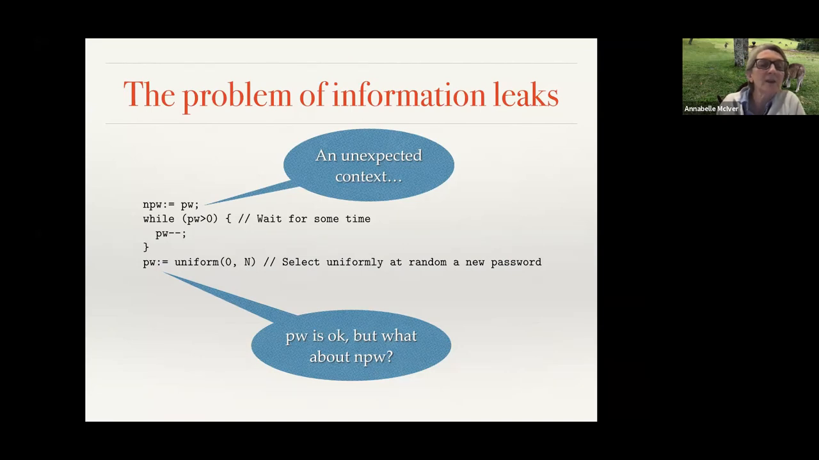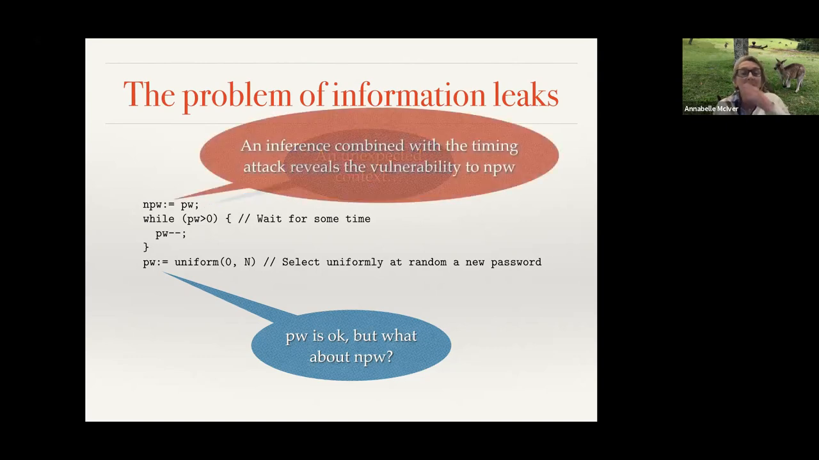So we set NPW to the initial value of PW, we do the decrement, and then we just set PW uniformly. So PW is now okay. The adversary doesn't know anything about what value that is. But what about NPW? Hasn't that timing attack leaked stuff about NPW? Well, yes, it has, because an inference combined with timing reveals a vulnerability to NPW. And so that's the problem.